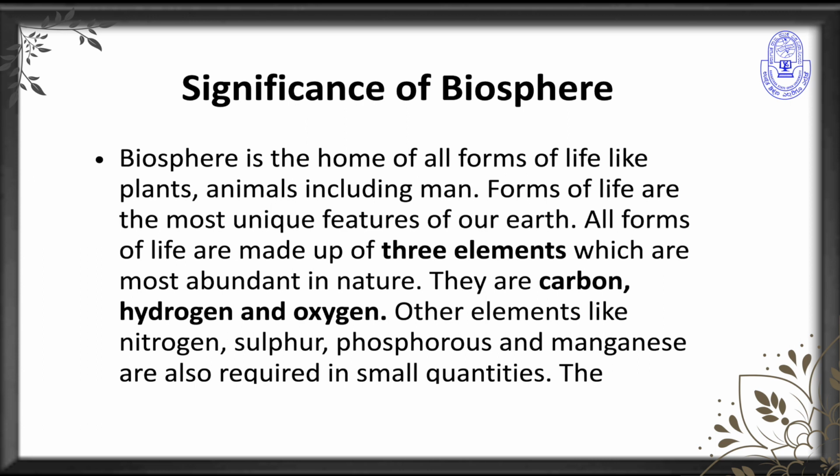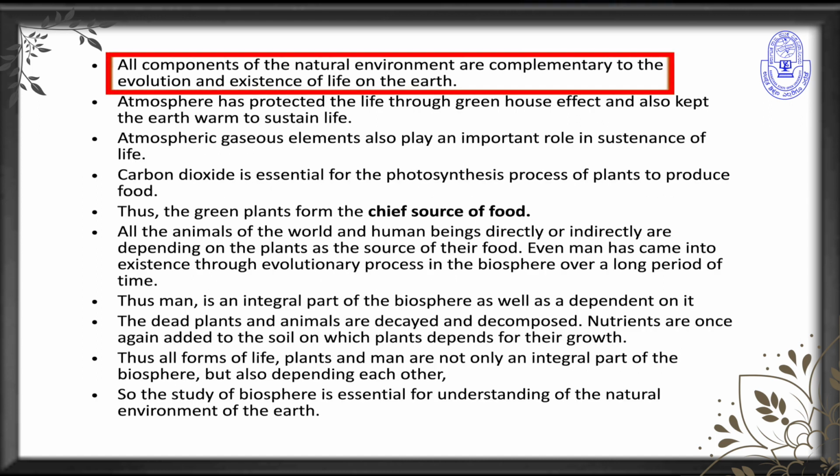Forms of life are the most unique features of our earth. All forms of life are made up of three elements that are carbon, hydrogen, and oxygen. Other elements like nitrogen, sulfur, phosphorus, and manganese are also required in small quantities. These elements, fundamental to the life forms, are known as nutrients. These are all the components of natural environment that are complementary to the evolution and existence of life on the earth.